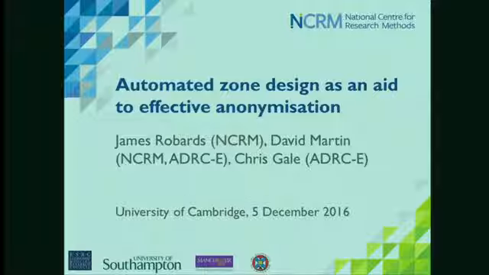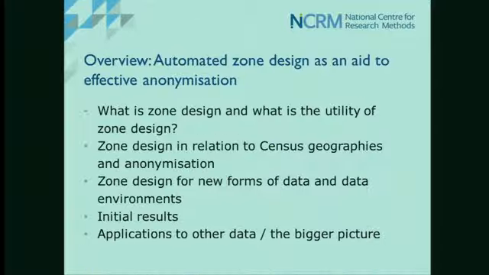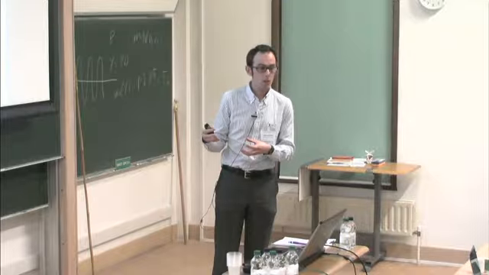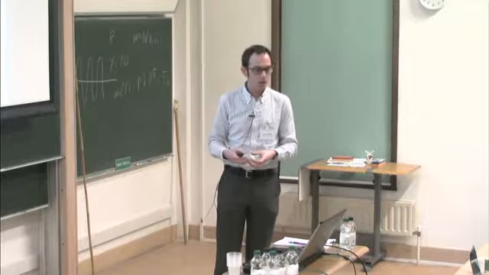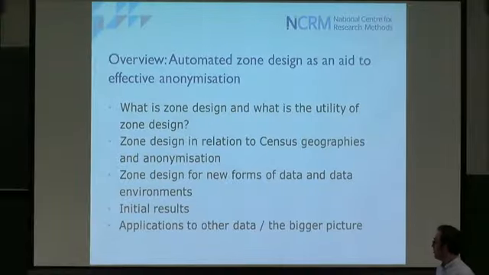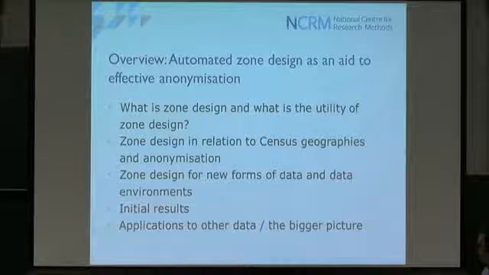So today I'm going to be talking about automated zone design and how we can use this in relation to anonymisation. So just to give a brief overview of what I'm going to be talking about, I'm going to discuss automated zone design, how this has come about, why it's used, how this has been used in the past, and then I'm going to talk about some of the new forms of data which are becoming available and the particular relevance of the technique to that, and how we have some initial results from our work using a synthetic test data set.